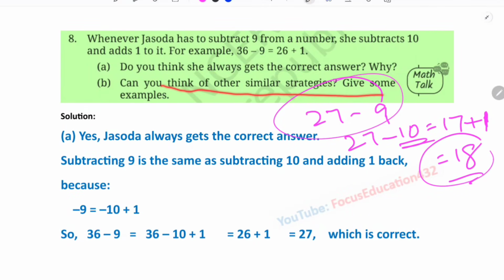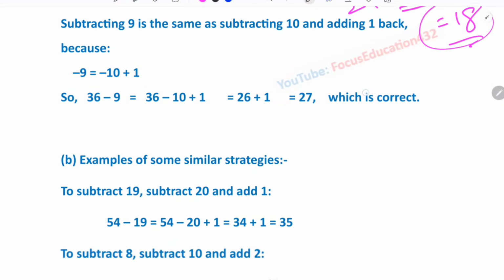Why? Can you think of other similar strategies? Yes, Jashoda always gets the correct answer. I have given here an example. Subtracting 9 is the same as subtracting 10 and then adding 1 back, because minus 9 is the same as minus 10 plus 1. Minus 10 plus 1 is minus 9. Right. So 36 minus 9 is 36 minus 10 plus 1. 26 plus 1, 27, which is correct.